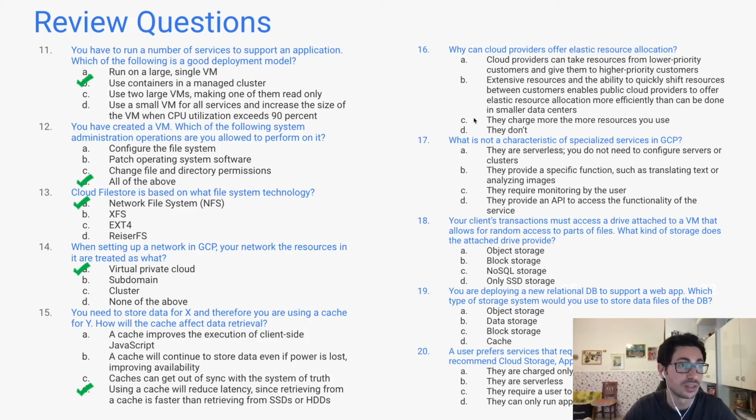That's true. They charge more the more resources you use is also true, but it is not the question for this answer, so it's B.